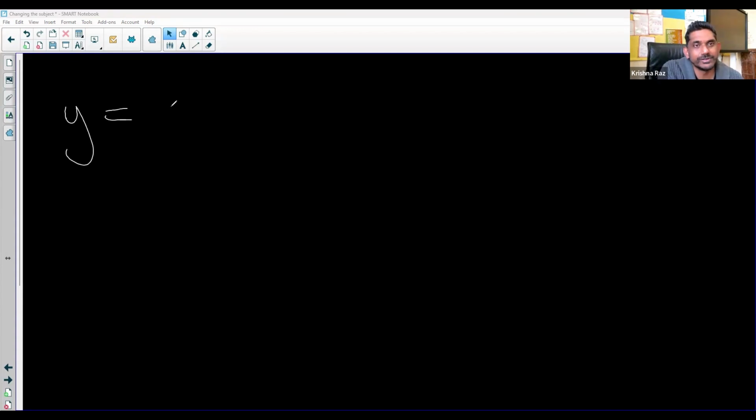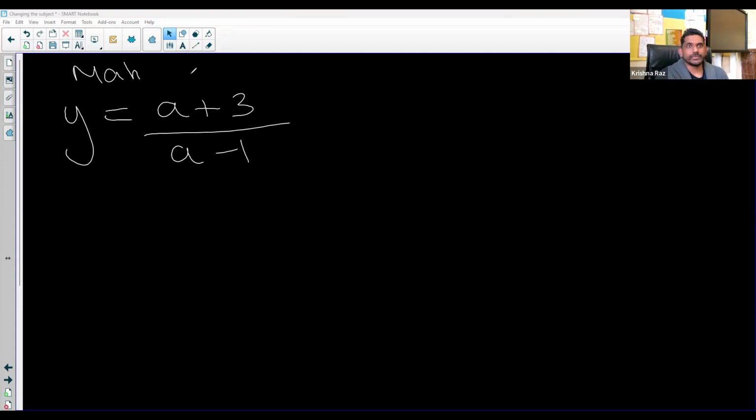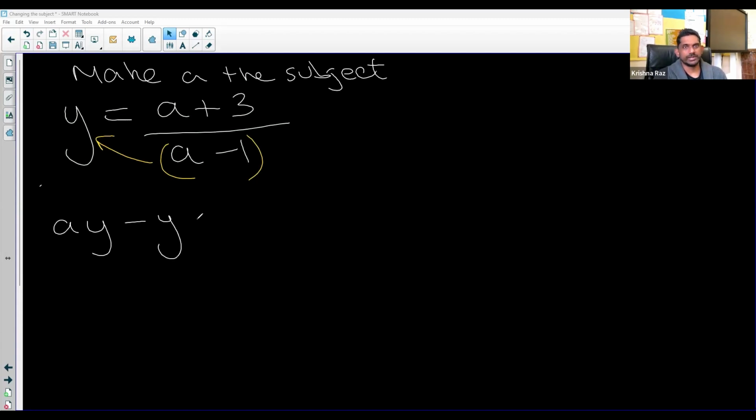If you were given y equals a plus 3 over a minus 1 on the right hand side, and we wanted to make a the subject, first we would have to multiply by the a minus 1. So that would give us ay minus y equals a plus 3.